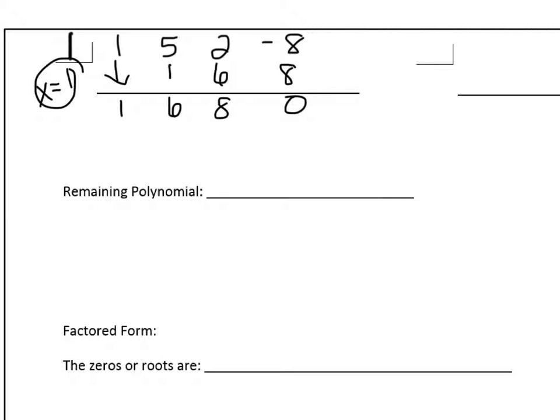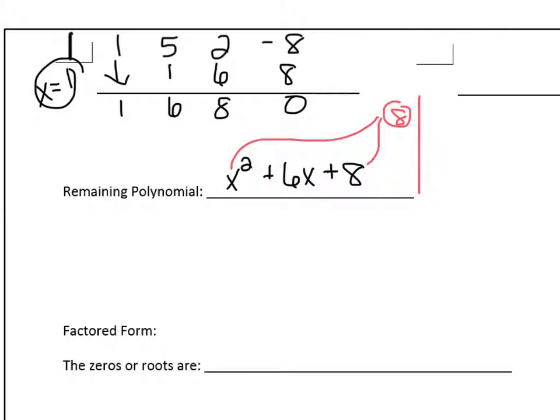So now we write the remaining polynomial, and we did this in the first part of chapter 3. So we started with an x cubed, which means we'll write this with an x squared. So we have 1x squared, which is just x squared, plus 6x plus 8. So now that we have a quadratic, we need to factor this. So we're going to go 1 times 8, which is 8. And we want the factors of 8 that add up to our middle term, the 6. So that would be 2 and 4.